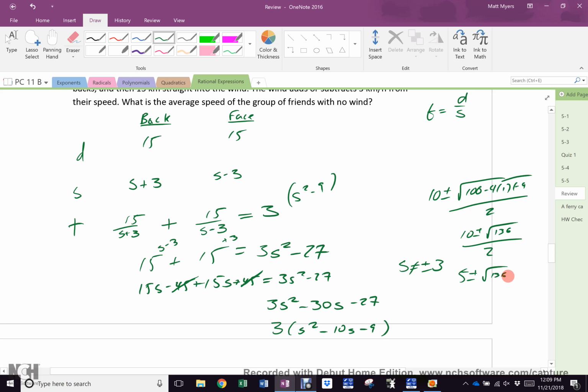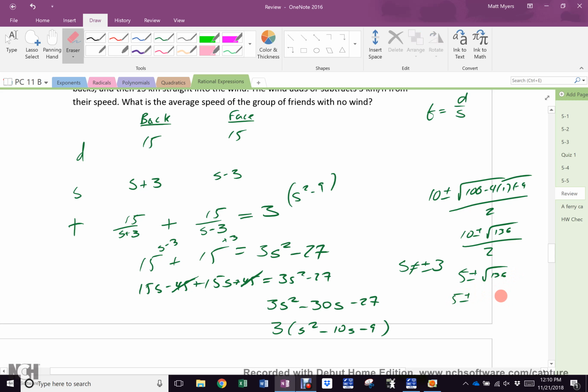2 times 68, which is 2 times 2 times 34, which is 2 times 2 times 2 times 17. So 5 plus or minus 2 root 17. Yeah? Wait, 2 times 2. No, root 34.